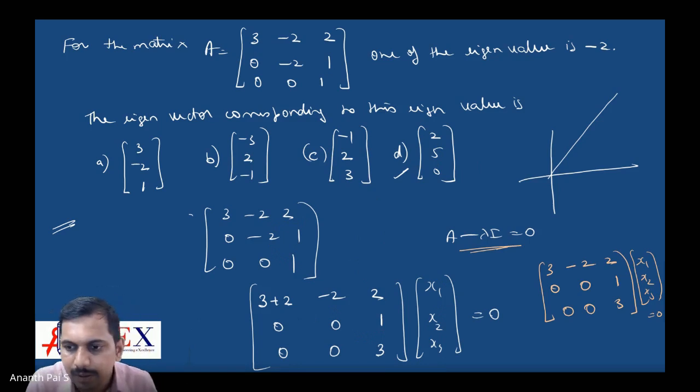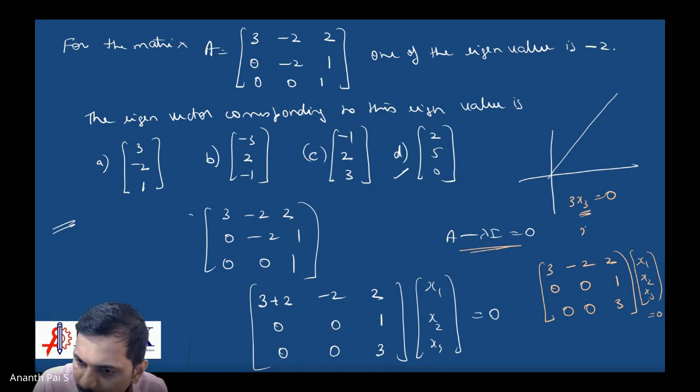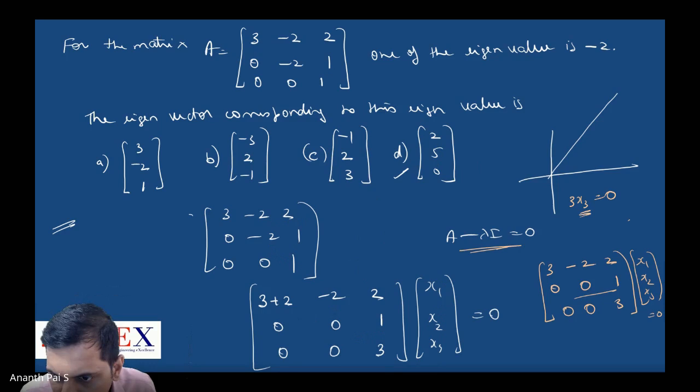3x3 should be equal to 0. 1 into x2 should be equal to 0. Sorry, the second one. Sorry, all the three equations you see.